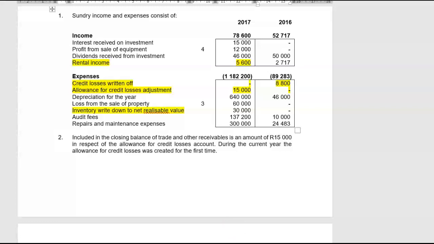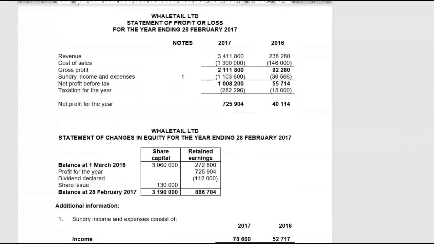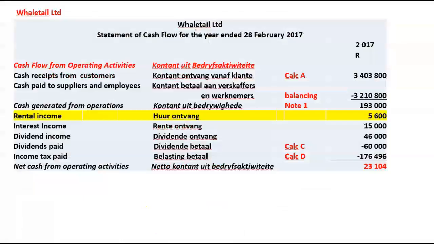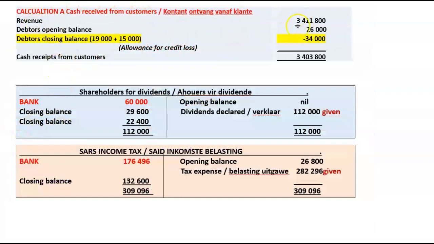So what I want from you in Whaletail is to prepare the statement of cash flow according to the direct method. Your answer must be accompanied by the note reconciliation of profit before tax with cash generated by operations. Right, so let's start then with our first item, which is cash received from customers. We have our revenue figure for the year. So if we go to cash received from customers, it will be a revenue figure and then the movement in debtors.